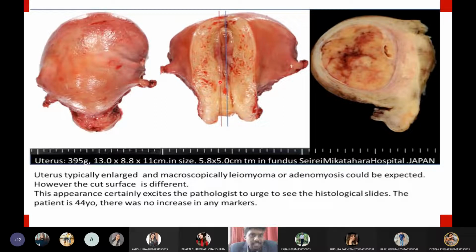Is it fatty? Is it myxoid? Is it solid? Is it calcified? Is it necrosis? What is the texture of the cut surface? We need to give a description of the cut surface also.